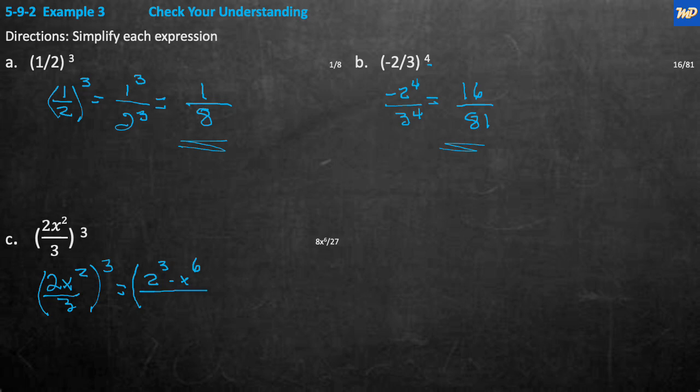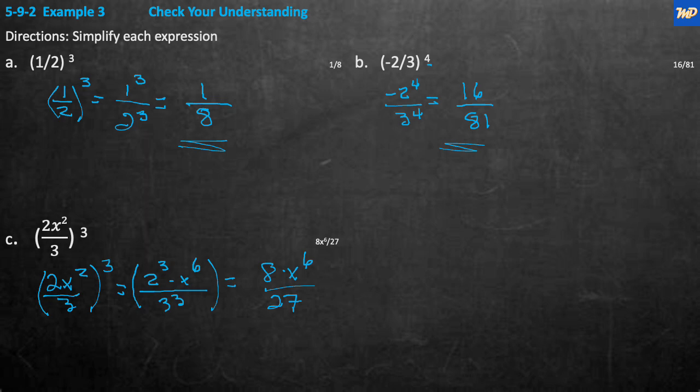over 3 cubed, and 3 cubed, I'll write it out, and that is equal to 2 times 2 times 2 is 8, times x to the 6th, I already completed that one, over 3 times 3 times 3, or 3 cubed. 3 times 3 is 9, times 3 is 27. So it's 8x to the 6th over 27.